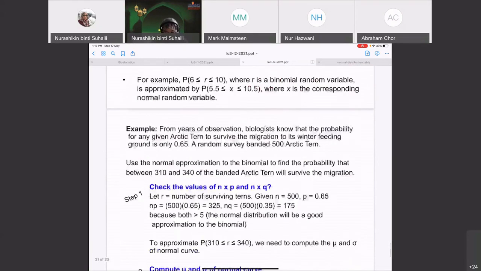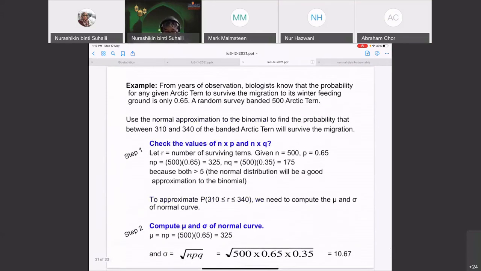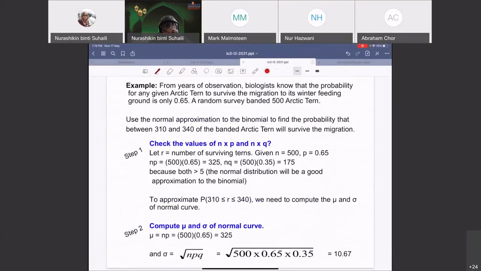Let's have a look at one problem before we wrap up. I think this is the last slide, maybe the last two slides. This is an example of a problem where we approximate binomial data with the normal distribution. From years of observation, biologists know that the probability for any given Arctic tern to survive the migration to its winter feeding ground is only 0.65. A random survey banded 500 Arctic terns. So the information given to us is this.